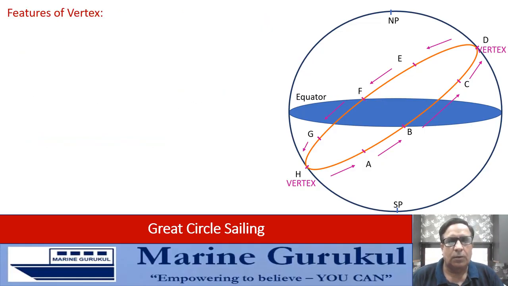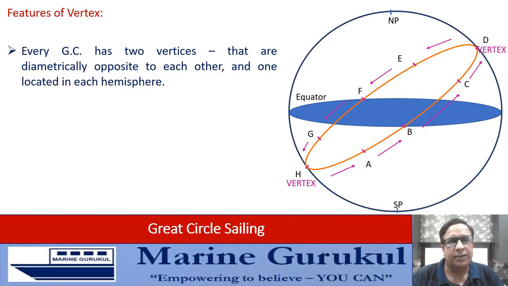Now, having understood what vertex means, let us understand some of the features of the vertex which will help us in solving certain questions. Now, every great circle, of course excepting equator, has 2 vertices that are diametrically opposite to each other and one located in each of the hemispheres. With respect to this great circle in question here, we can see it has 2 vertices, vertex D and vertex H, diametrically opposite to each other, vertex D in the northern hemisphere and vertex H in the southern hemisphere.